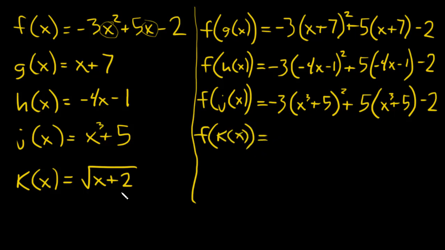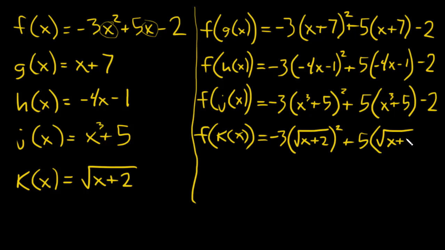Well, that's going to be, replace every x with root x plus 2, so this becomes negative 3 times root x plus 2, quantity squared, plus 5 times root x plus 2 minus 2. And that's it.